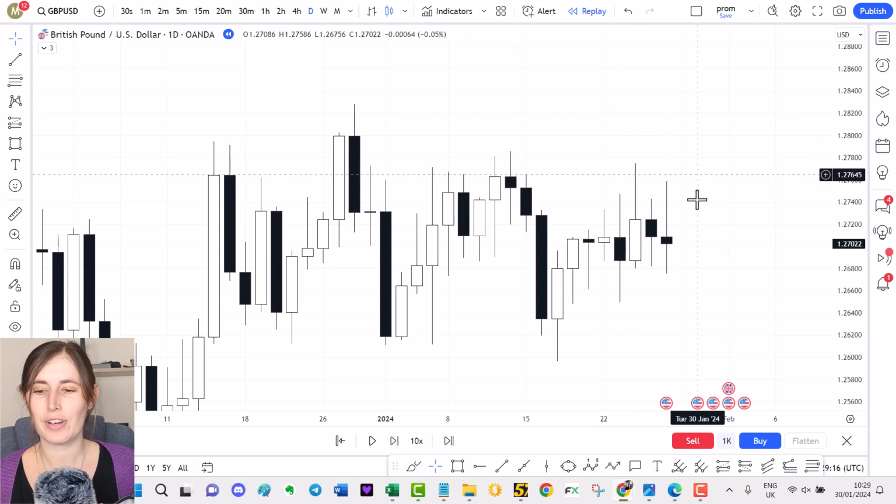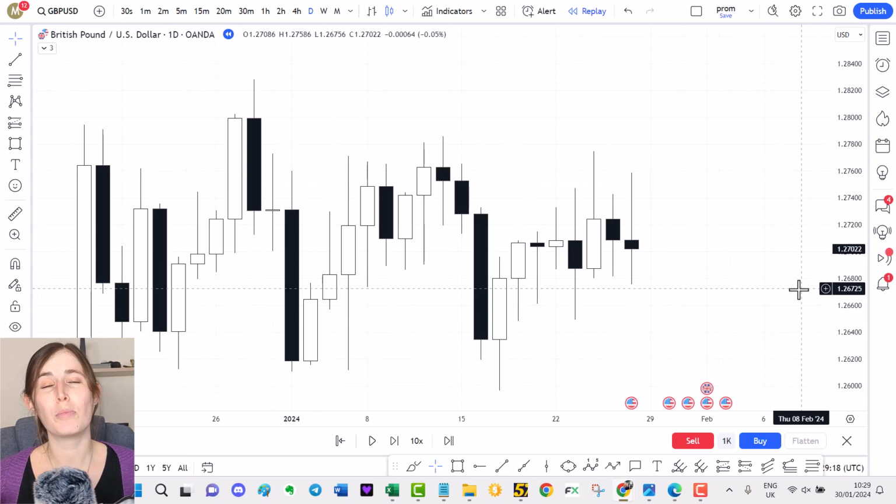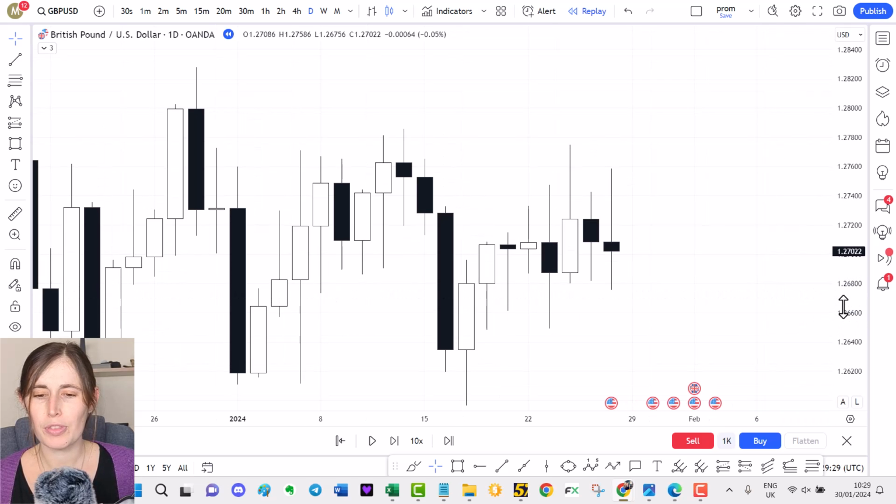So once I identified that there wasn't really a lot of scope for movement because we're in a range, I don't want to overstay my welcome, I thought to myself, right, this is going to be a shorter based scalping trade. And the most important things to note were the previous daily candlestick.